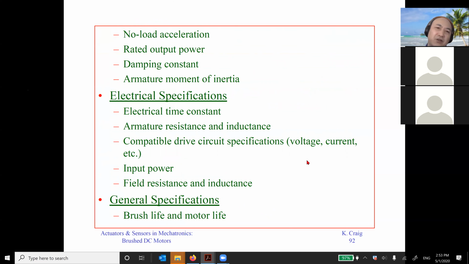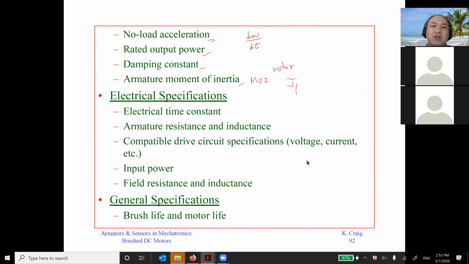Then when you have no load, how fast you can turn. So this is acceleration, that's d omega dt. Remember, rated output power, damping constant, armature moment of inertia. Okay, so that's for the rotor, so that's the J1. Those are on the mechanical side of a specification.